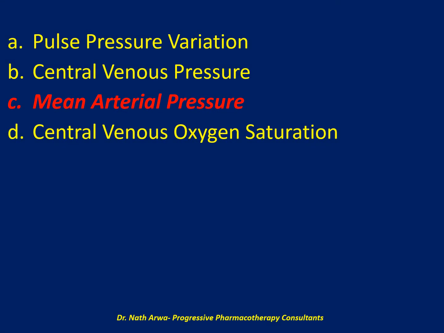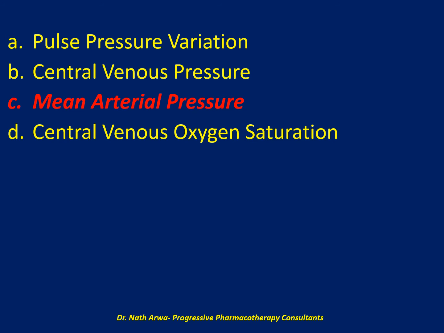Mean arterial pressure it would be. Now the surviving sepsis and septic shock guidelines recommend the mean arterial pressure, what we call MAP, as the optimal method to evaluate initial resuscitation, since MAP is the driving pressure of tissue perfusion.